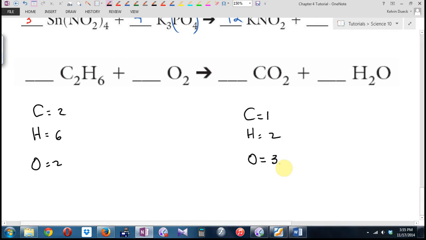I'm either going to start with hydrogen or with oxygen. Is oxygen in more than one place on the right-hand side? Don't start with it. Hydrogen. Suggestions. Come back to, oh, carbon's not balanced either. Seven?